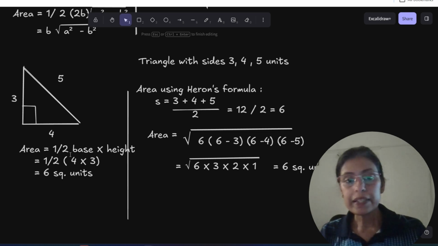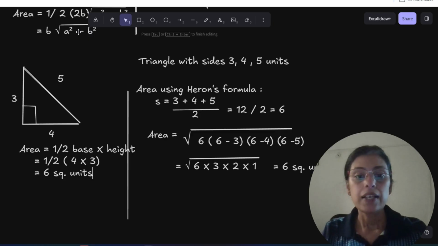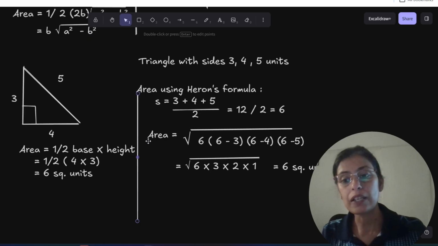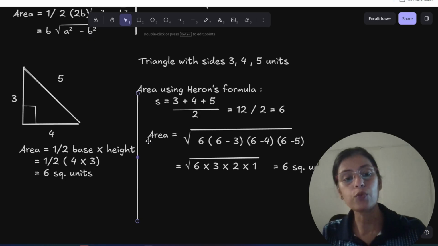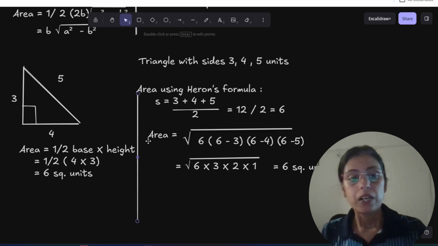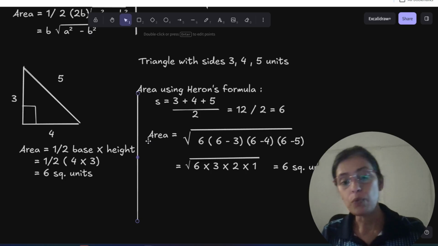So with all these things, we are able to see that whether we are using Heron's formula or using the half base into height formula, we get the same result. It is mainly what you have been given, what you already know. Whether you already have the height and the base with you, you can very well use the half base into height formula. But if you are only given the three sides, you don't know the length of the height, then in that case, you can very well use the Heron's formula to calculate the area.